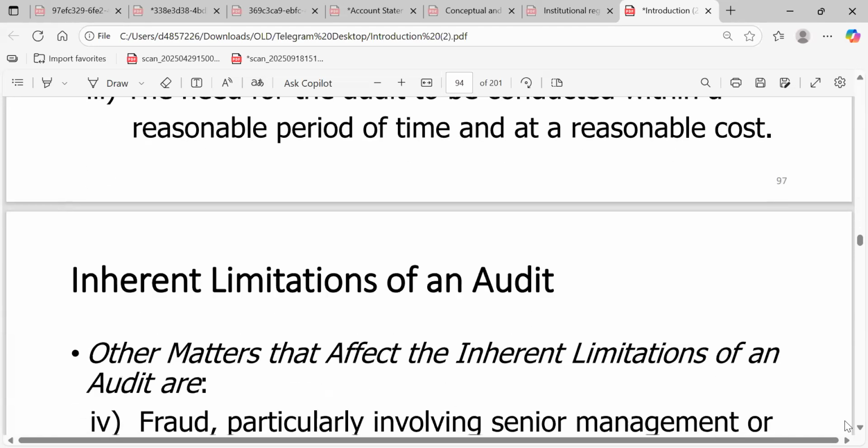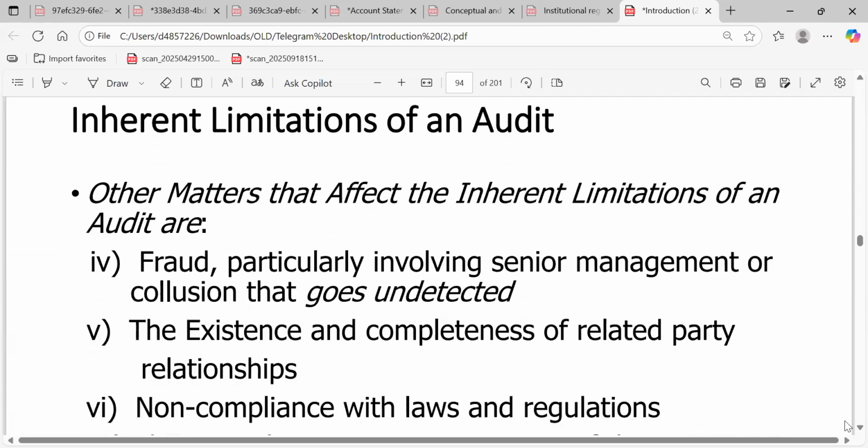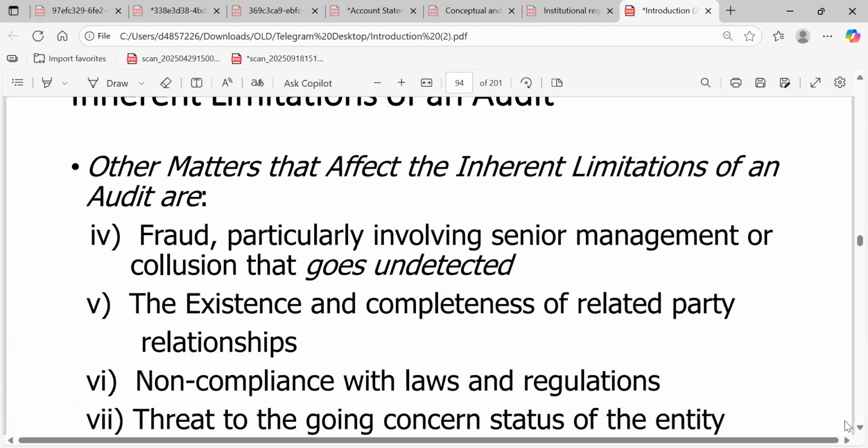Then let's look at another inherent limitation. Fraud. Remember, we said the auditor's aim is not to go and unearth or to detect fraud and those things. That's not his major aim. Even though in the process of auditing, if he comes across fraud, he will use audit procedures to deal with those issues related to fraud.